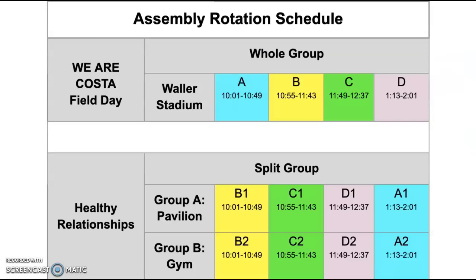We have an assembly rotation, as I mentioned earlier. Each teacher will have a path of travel to make sure that their classes travel to each of the 4 assemblies. As you can see here, We Are Costa Field Day. Group A will start there, followed by Group B, C, and D for all 4 assemblies. If you notice, Healthy Relationships will actually start with Group B1 and B2 split into 2 locations, followed by C1 and C2, D1 and D2, and A1 and A2 attending Healthy Relationships in their last assembly rotation.